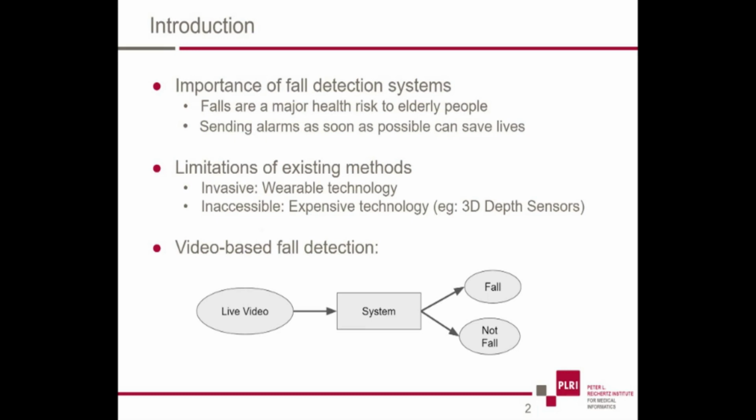Some common methods for fall detection include using wearable technologies and sensors, using 3D depth sensing cameras, etc. However, these methods are often invasive and involve having the person wearing something, inaccessible, or expensive. Rapid improvements in the field of computer vision have led to a surge in popularity of video-based fall detection methods. This is what a video-based fall detection system looks like.